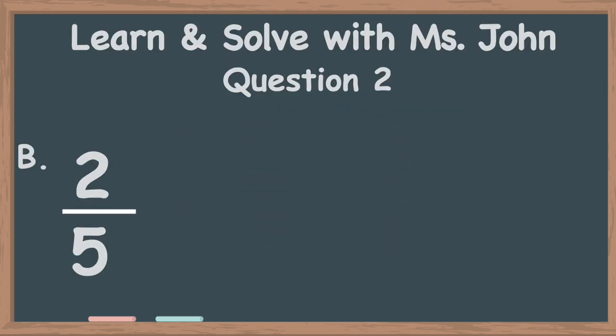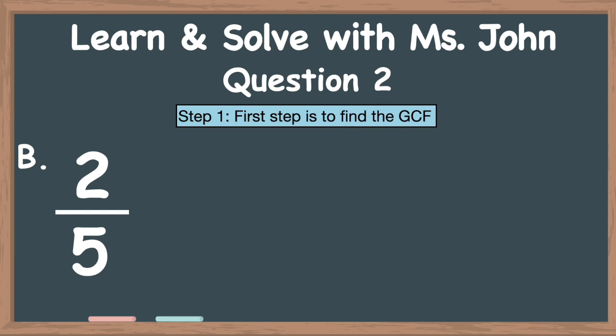Now let's do the other fraction, 2 over 5. So let's first find the GCF. So again, we're going to find what are the factors of 2. So what times what equals 2? 1 times 2 equals 2. And then we could think, does 2 times anything equal 2? The answer is no. So the factors of 2 are 1 and 2.